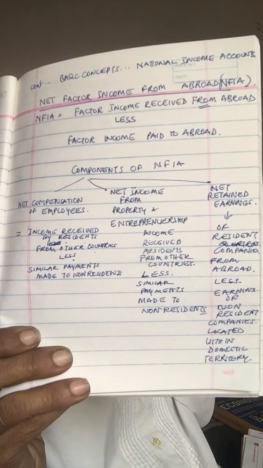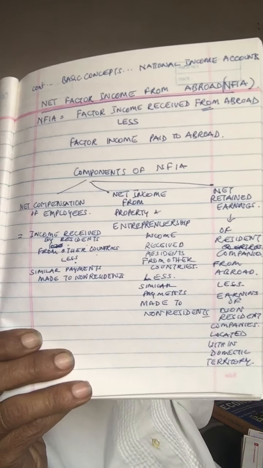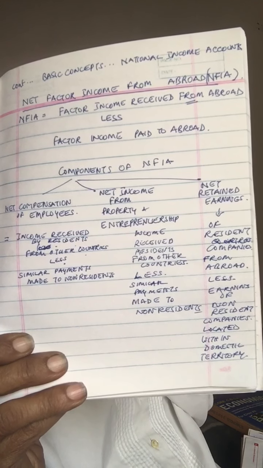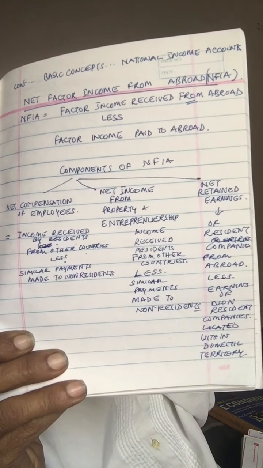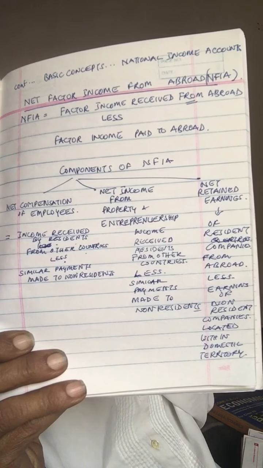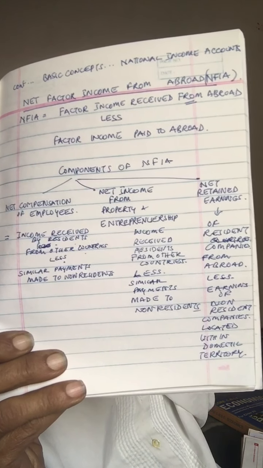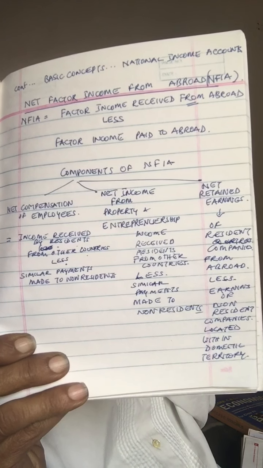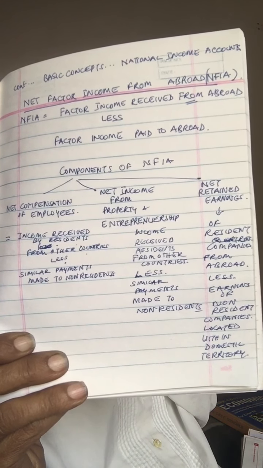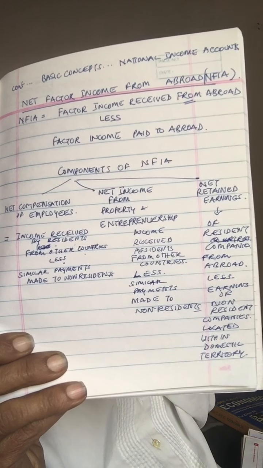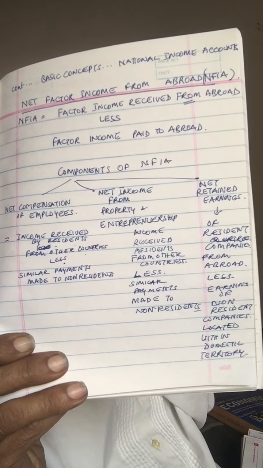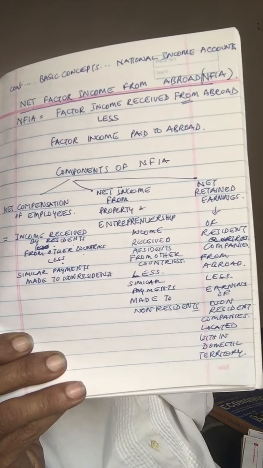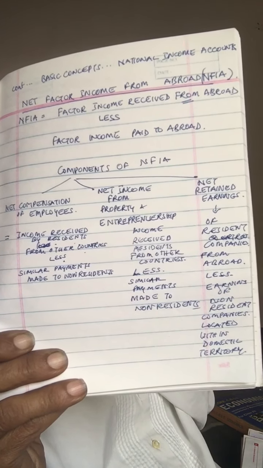Having said that, it should be noted that net factor income from abroad can be negative as well as positive. So when is NFI negative? It is when income earned by foreigners from domestic territories is more than the income earned from abroad. And when will it be positive? When income earned by foreigners from domestic territories is less than the income earned from abroad.